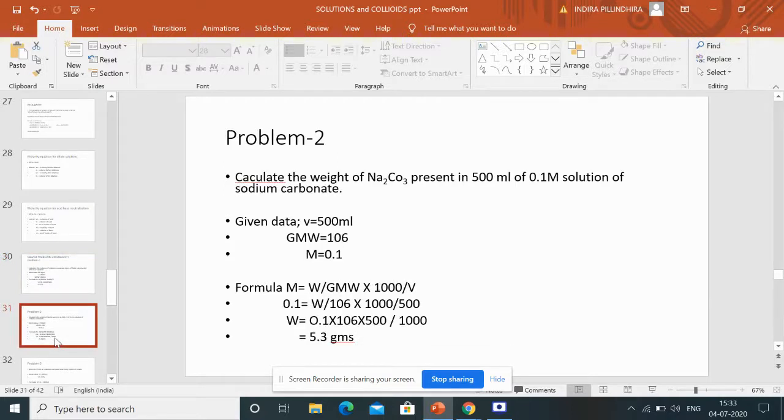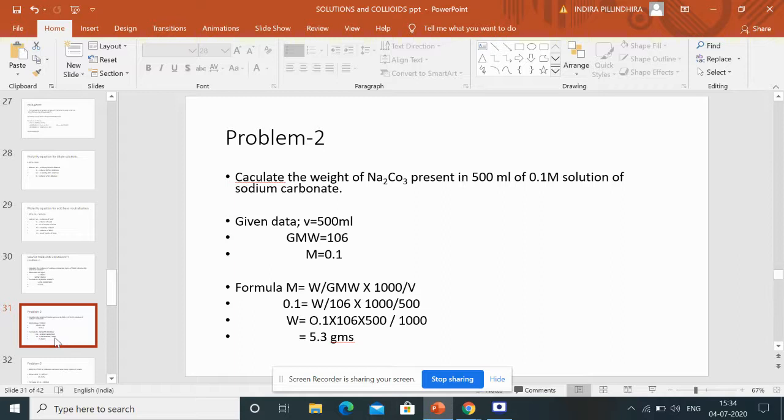Problem type 2. Calculate the weight of the sodium carbonate present in 500 ml of 0.1 M solution of sodium carbonate. Again, you have to write the data. Volume is given, that is 500 ml. GMW is 106 and molarity is 0.1. Now, here volume is given, GMW is given, and molarity is given. So, what is missing here? Weight.